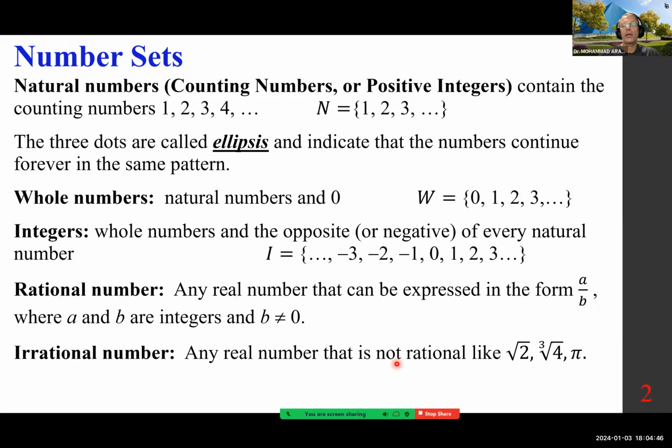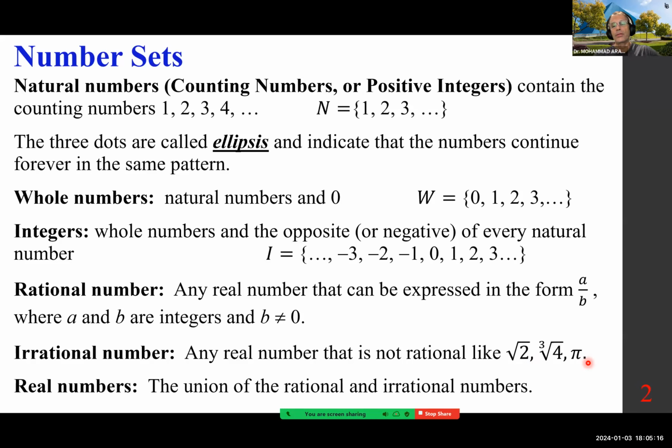Irrational numbers: any real number that is not rational. Examples are square root of 2, cube root of 4, pi. Remember, pi is 3.14159, and it continues indefinitely. So if a decimal is repeating, it is a rational number. If a decimal ends, it's terminating, it's a rational number. But if it's non-terminating, it's an irrational number. And the real numbers contain all of those, the union of the rational and irrational numbers. Everything combined, we call real numbers.